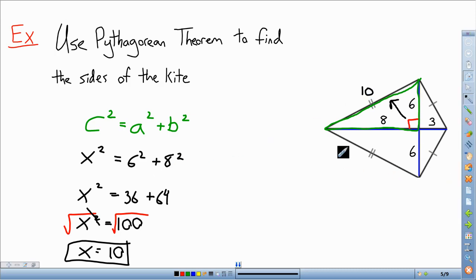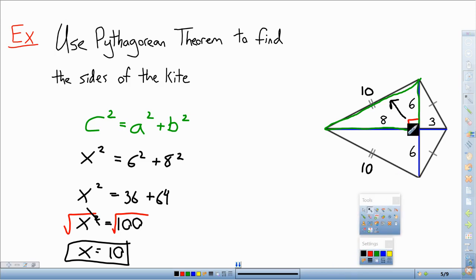But the good news is that these sides are congruent, right? These are those consecutive congruent sides. So if this is 10, we know this is 10. Okay? But we still need to find these 2 side lengths. So this is where let's focus on another right triangle. Here's another one right here. Again, this is a right triangle. We know 2 of its side lengths.